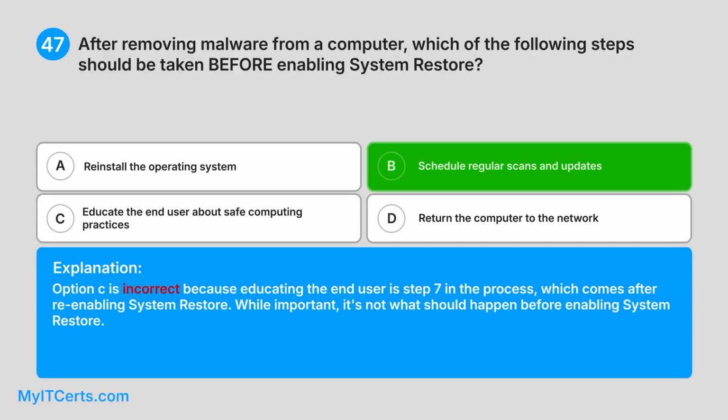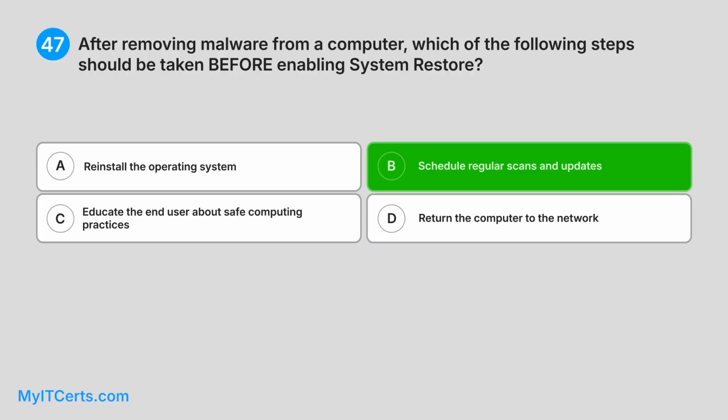Option C, educate the end user about safe computing practices, is incorrect because educating the end user is step 7 in the process, which comes after re-enabling system restore. While important, it's not what should happen before enabling system restore.